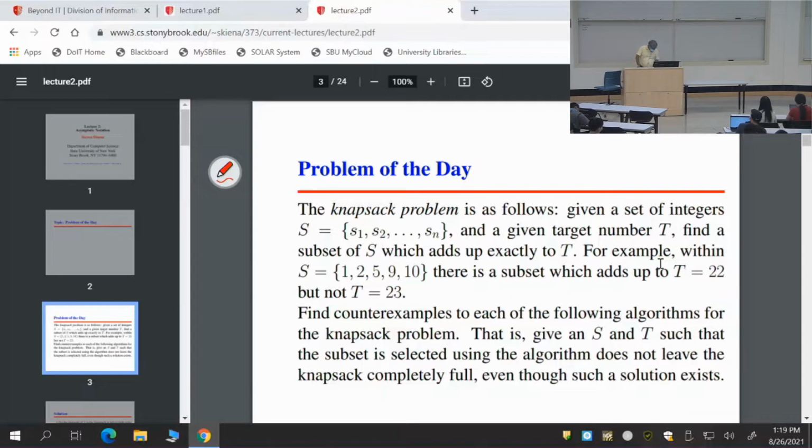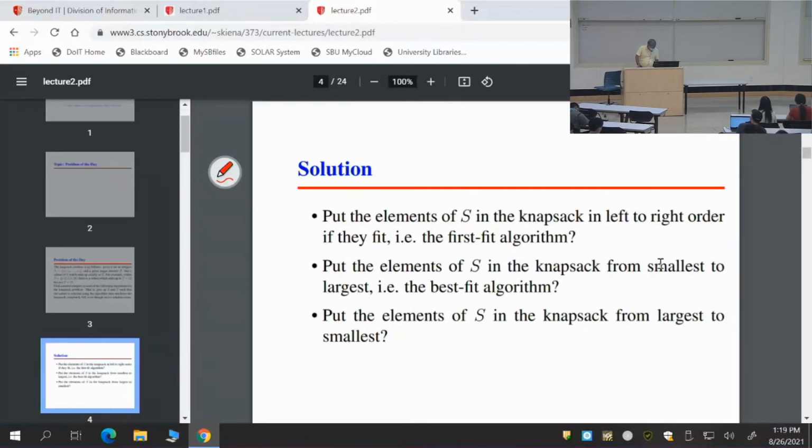So what is the problem here? The first algorithm: I'm given a set S, and I'm going to put the items into the knapsack in left to right order. If an item fits, I'm going to put it in. If it doesn't fit, I'm going to move on to the next item. And if I can't fill the knapsack, I give up and say it can't be done. What is a counterexample to this supposed algorithm?